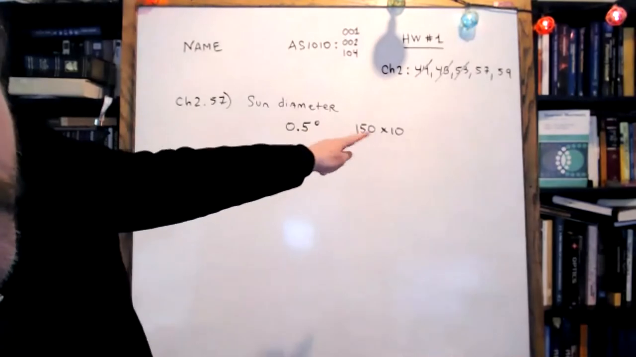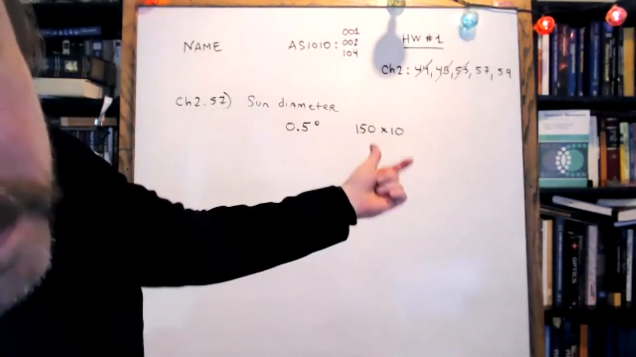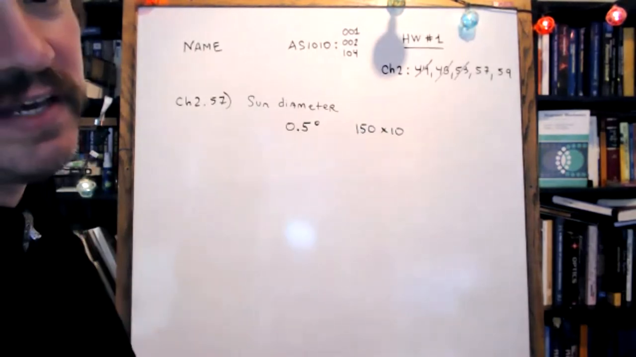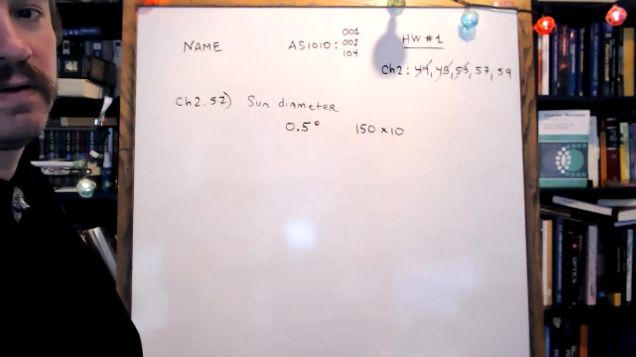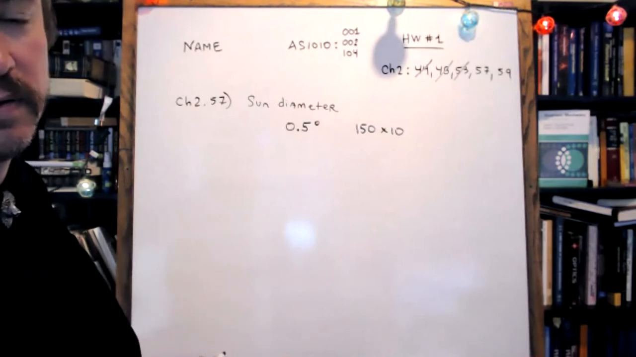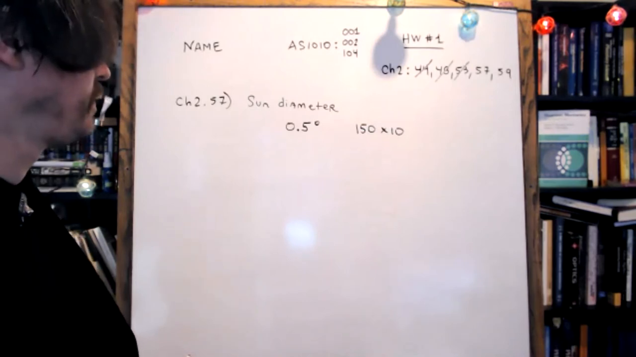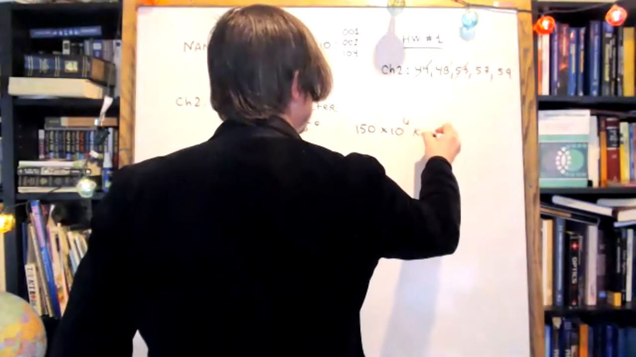It was going to take you a little bit of mental work to figure out how to move the decimal place. But if you know what the word million means as a power of 10, you can do this so much faster. 150. Yeah. What do you want me to say? The number of zeros in a million. 6. So 150 times 10 to the 6 kilometers.